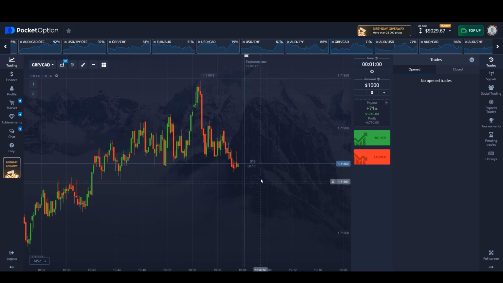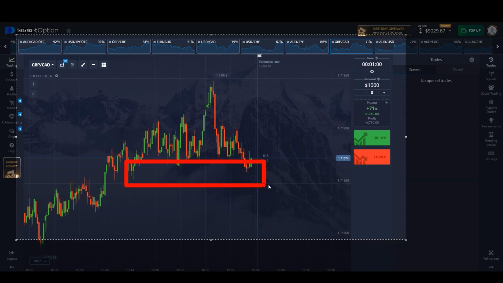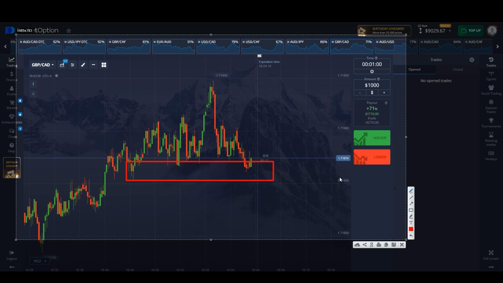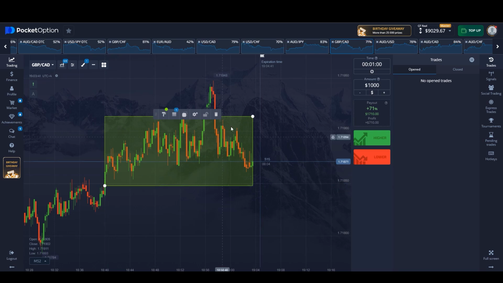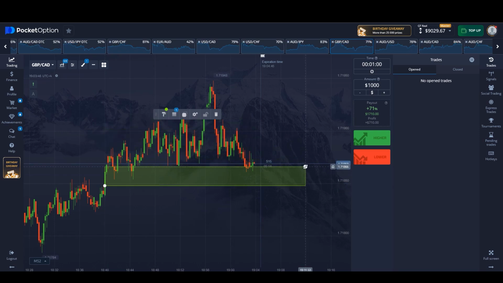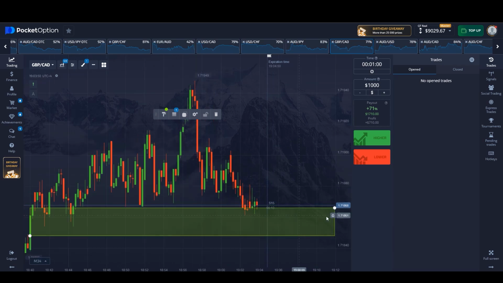To start, I choose a pair that I will see good levels on right away. For example, on the British pound Canadian dollar, I see a good resistance level, a good support level. I understand it by these price touches. There was a reaction to this level all the time, so it's a good support level. I'm marking it. And now I need to see if it's going to bounce from this level or a breakout.